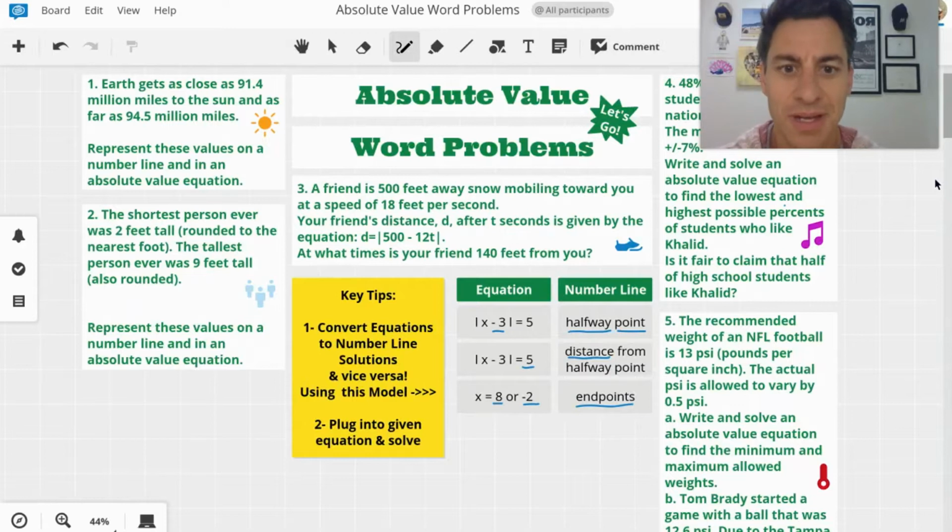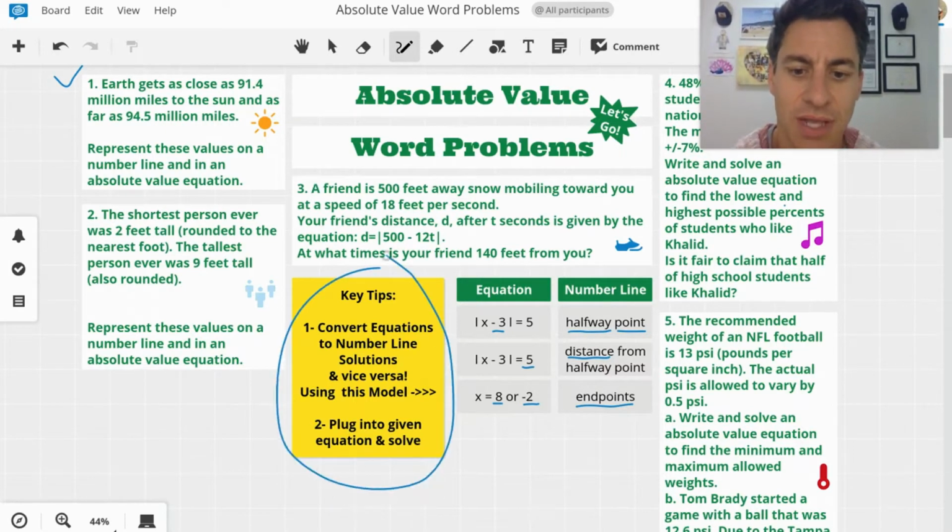What's up, everybody? We're going to look at absolute value word problems. Hope you're doing well. And we're going to work in the order that you see, as always, number 1, number 2, number 3. But listen, no matter which problem we're on, we've got some key tips. This is the key to doing any absolute value word problems. Let's look at number 1 here.